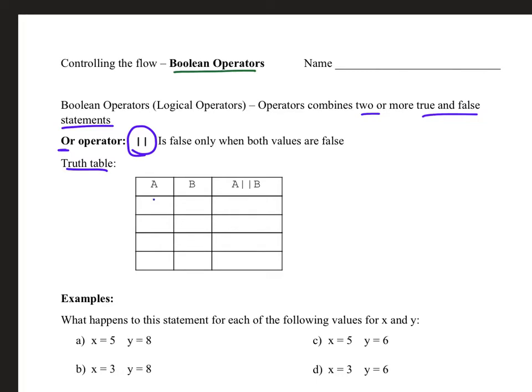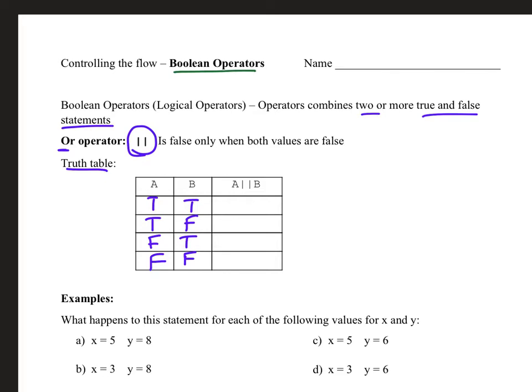So if A is true, B could be true, but also B could be false. So if A was false, B could be true, but it could also be false. Okay, so this is generally how all truth tables start. They start with the combination of true and false. So this is every possibility for A and B.